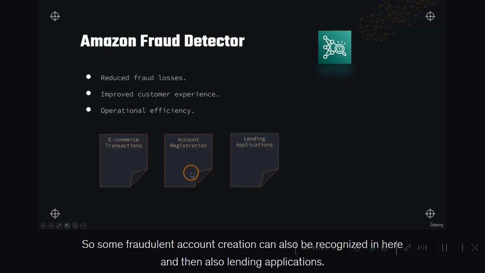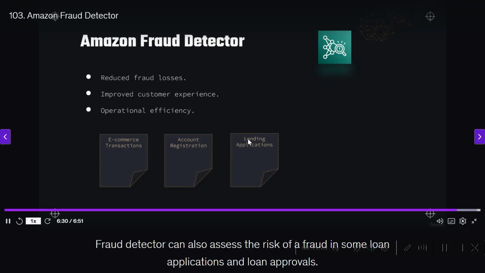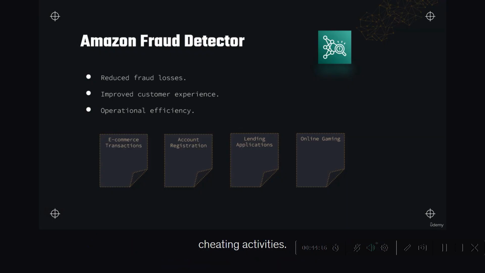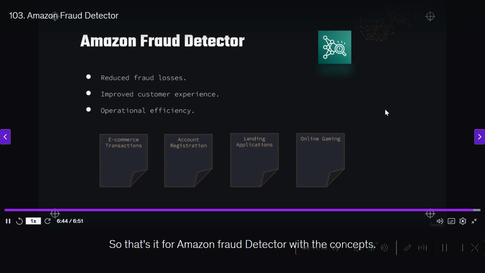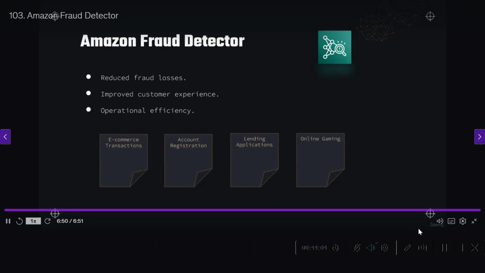And then also lending applications. Fraud Detector can also assess the risk of fraud in loan applications and loan approvals. And finally, in online gaming, it can also detect and prevent in-game fraud and cheating activities. So this is, of course, another use case. All right, so that's it for Amazon Fraud Detector with the concepts. And now let's have a look at this with some hands-on activities in AWS as well.